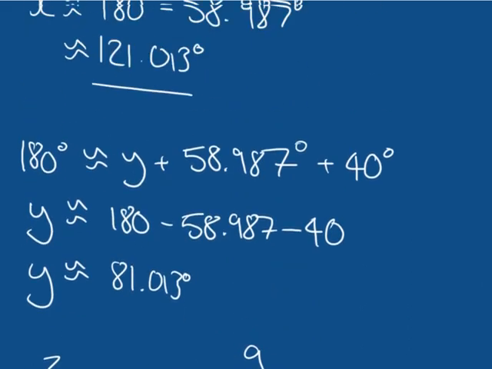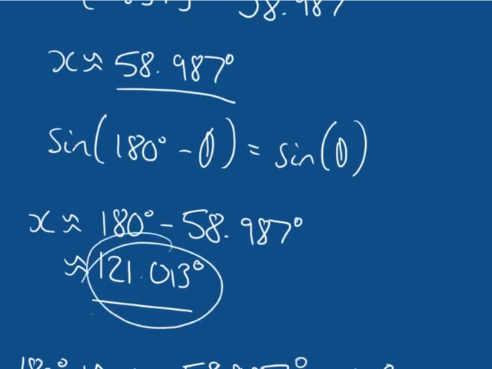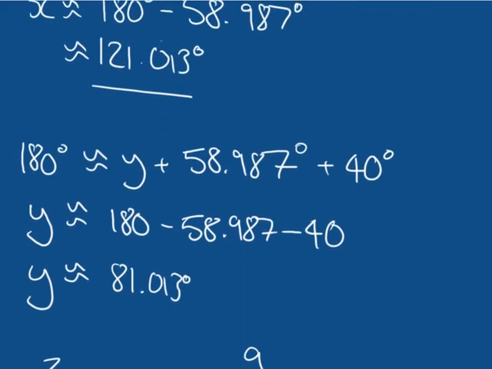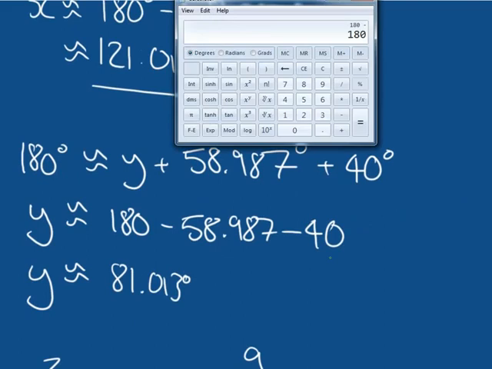Well, we need to come back to where we had two possible values for our angle of x, and we need to work through the rest of our workings using that value for x. So the first thing we need to do is use our x to work out y. Well, y is equal to 180 minus x minus 40. So in this case, it's equal to 180 minus 121.013 minus 40, which is equal to 18.987.